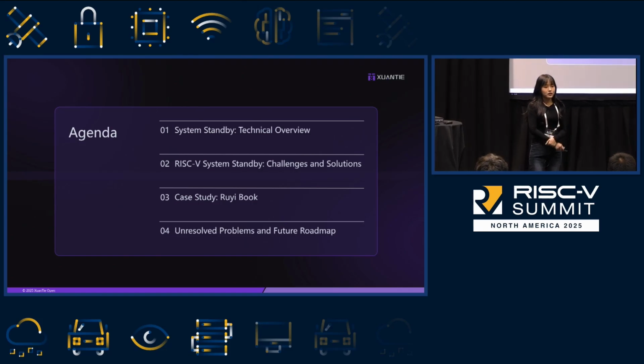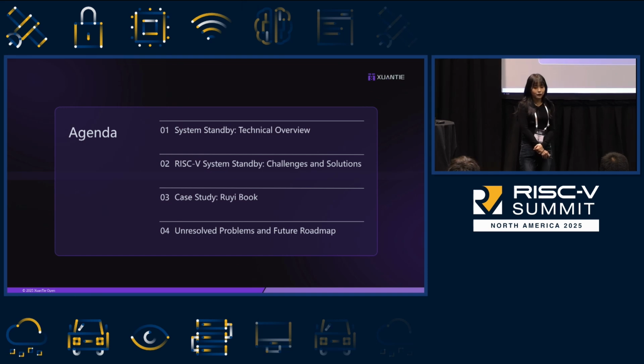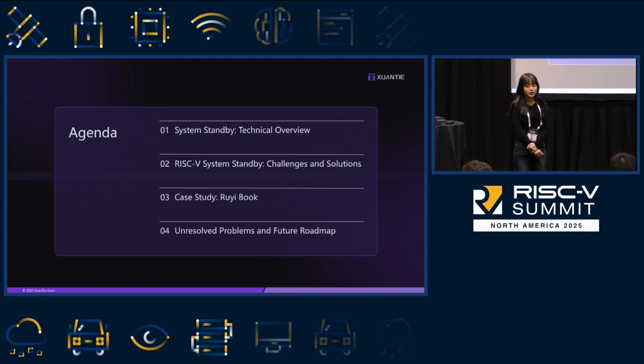First, I'll start with a brief overview of what system standby is, with a technical reliance. And second, we're going through the 2 challenges that we met during the implementation of system standby and the target solutions that we made. Basically, it's about the power state coordination and the wake-up vector.